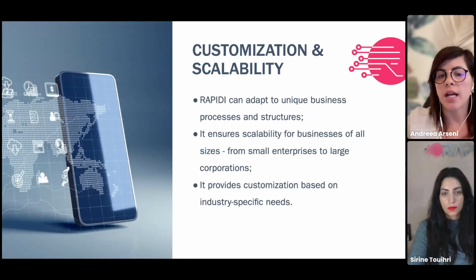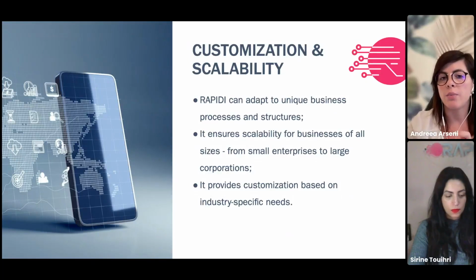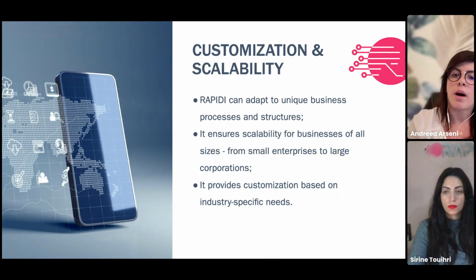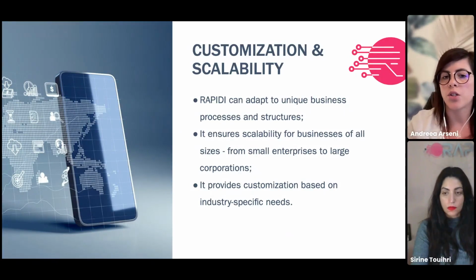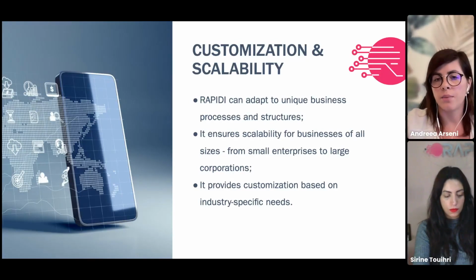Then we have customization and scalability. We can adapt to any business processes and structures and needs, and we can ensure scalability for businesses of all sizes. So we can talk about very small companies or huge enterprises. We can work with any of them, and we can ensure that the integration is built according to their needs. And we do provide customization at any level. So if you have industry-specific needs, we can incorporate those into your mappings. Or if there's a very specific business process that you have, then we can also make sure that that is reflected in the current integration.